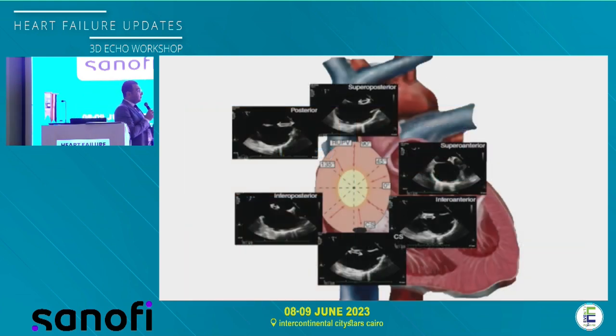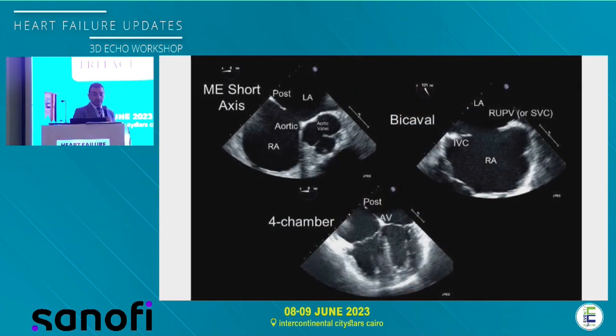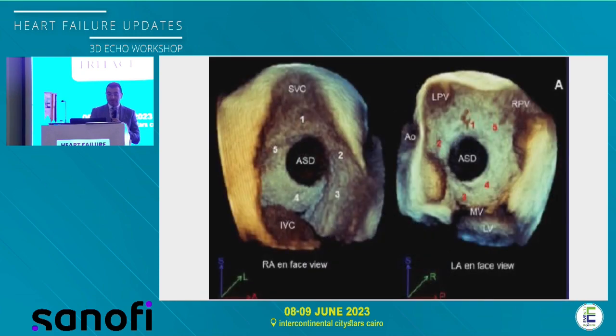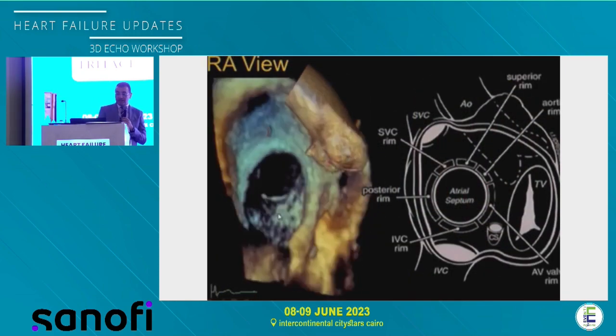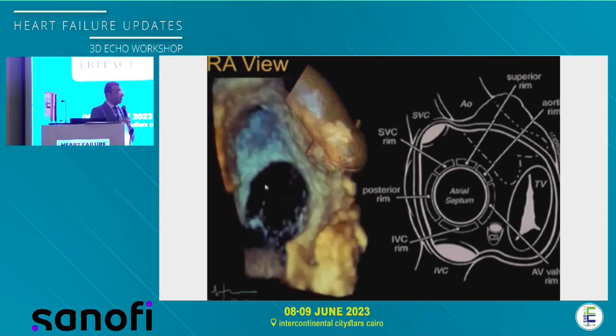Now, let's go to the rims. How do you measure your rims? If you're using 2D, you should go through all the angles around the heart to measure it. Like you can see here from the different parts, you see these images: the mid-axis, the short axis, the bicaval, the 4-chamber view, and you measure your rims. But in 3D, you can take this in only one shot. Like this, you are seeing here all the rims.